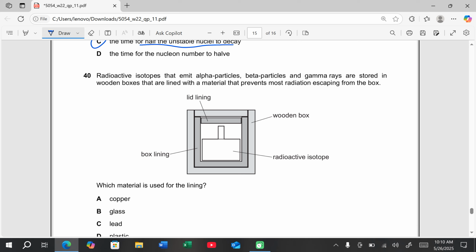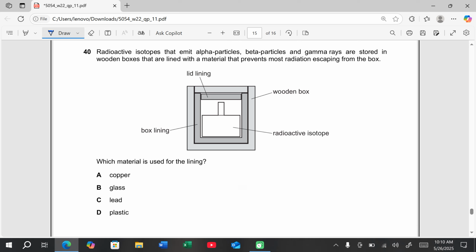A radioactive isotope emits alpha particles, beta particles and gamma rays, stored in a wooden box lined with a material that prevents most radiation escaping from the box. What material is used? That should be lead.